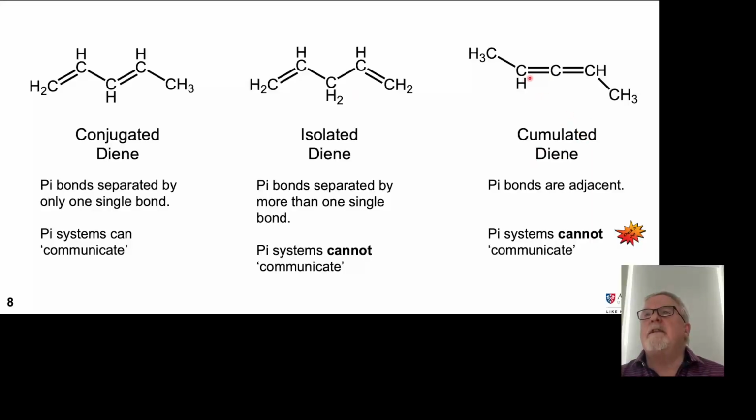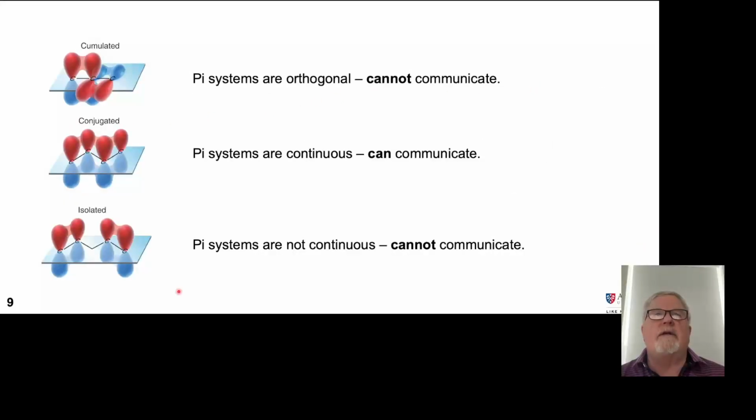It's a cumulated diene, and notice now that in our pi system we have two pi bonds in a row. There's nothing in between. This carbon is sp2 hybridized, this carbon is sp2 hybridized, and this carbon is sp hybridized. Okay, these two, of course, are sp3 hybridized. But because this one is sp hybridized, it has two p orbitals that are going to be orthogonal to each other at 90 degrees. So let's see what we're talking about here.